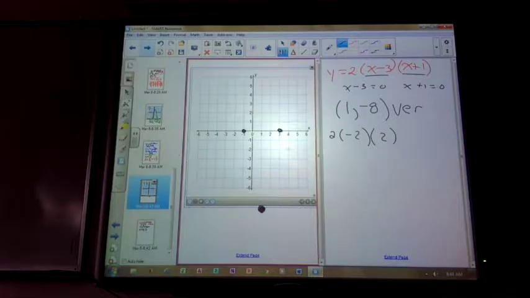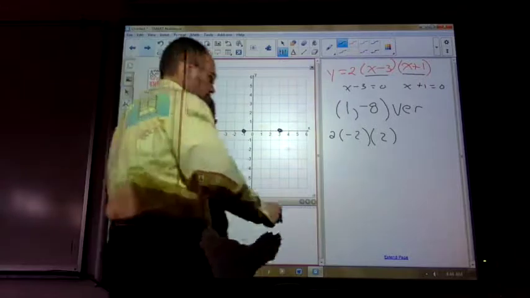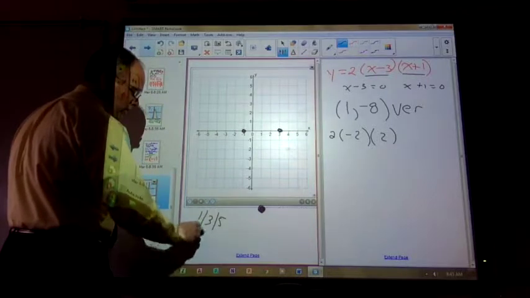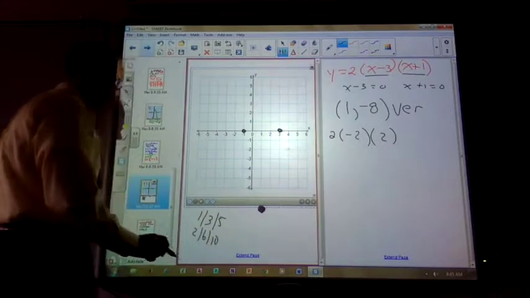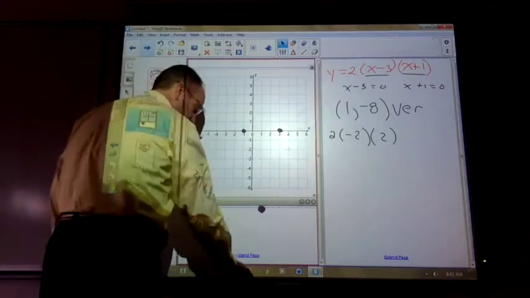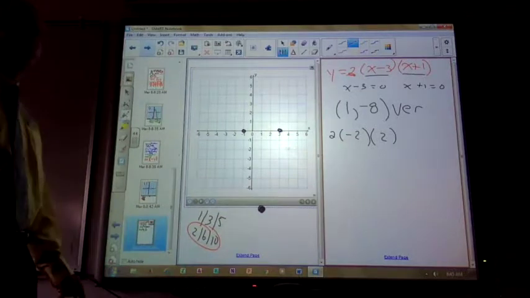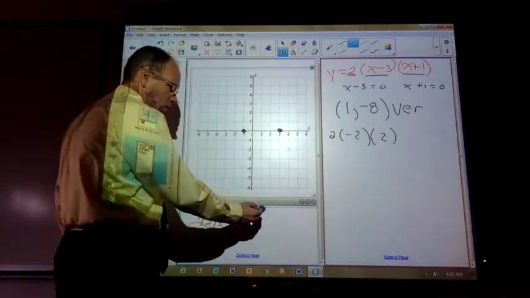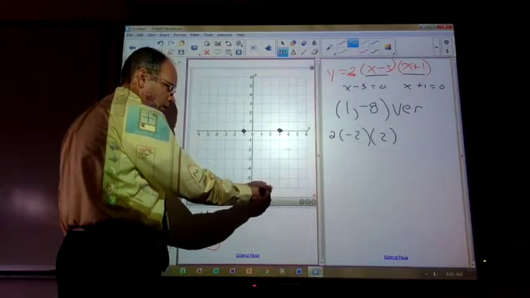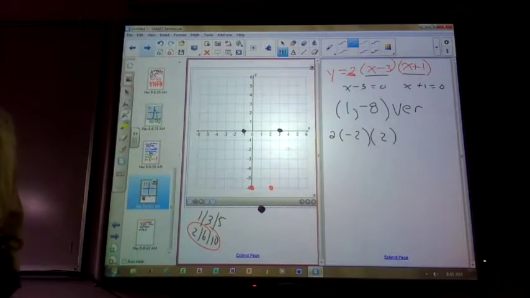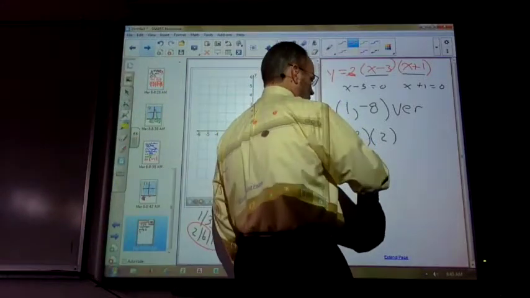Can we pattern graph? It's not going to grow at 1, 3, 5. It's going to grow at 2, 6, 10. Where did the 2, 6, 10 come from? Because this was a 2, we multiplied our pattern graphing by a factor of 2. So I'm going to go right 1 up 2, left 1 up 2. Where's it across the y-axis? It's across the y-axis at -6.